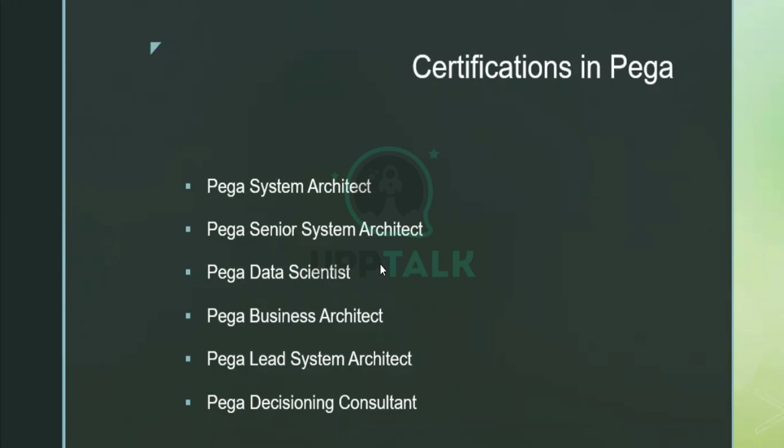If you have these two certifications, and you know what the role of the Data Scientist and Decisioning Consultant is, you can apply it in the real world, and it will help us more efficiently, because artificial intelligence and everything will be handled in Pega.